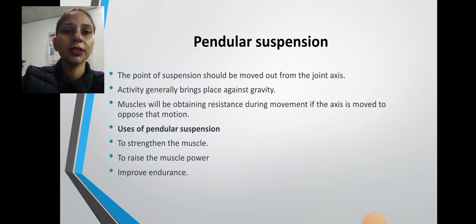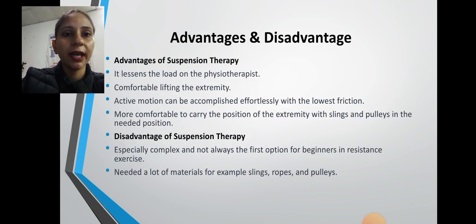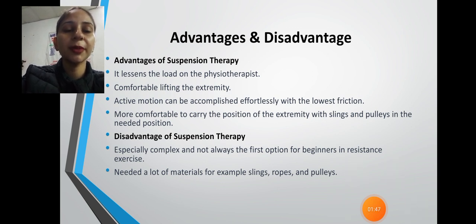Then pendular suspension. The point of suspension should be moved out from the joint axis. Activity generally takes place against gravity. The muscle will obtain resistance during movement if the axis is moved to oppose that motion. Then the uses of pendular suspension are to strengthen the muscle, to raise the muscle power, and to improve the endurance. And then the advantages and disadvantages of suspension therapy.